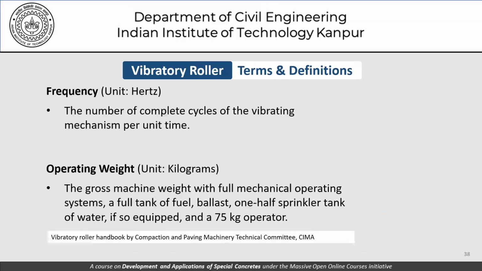As far as the frequency is concerned, it's the number of complete cycles of the vibrating mechanism per unit time. We know that, and that is measured in hertz. There's the operating weight, which is the gross machine weight with full mechanical operating systems, a full tank of fuel, ballast, one half sprinkler tank of water, if so equipped, and a 75 kg operator. So once we have all this information, we know what is the operating weight of the roller that we are talking about.